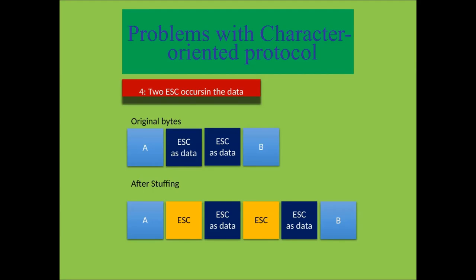After stuffing, you can see another scenario. There are two original bytes A and B, and escape as data, which was previously inserted. Now we insert another escape, which is a single special byte for differentiation. So in this way we can differentiate among data as well as flag and escape byte.